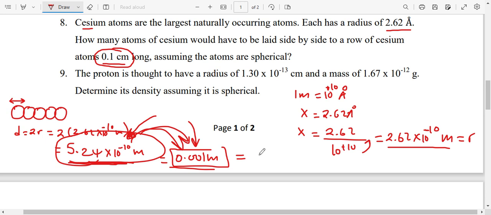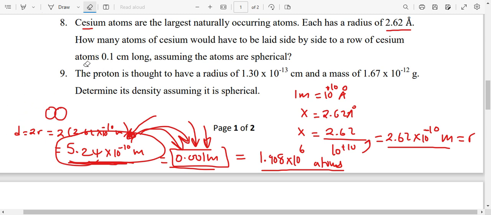That is going to give us a value of 1.908 times 10 to the power of, let me just check this, 1, 2, 3, 4, 5, 6. So this is to the power 6 atoms. These are the atoms that have to be laid in a row for you to be able to get this bar of cesium which we have here.